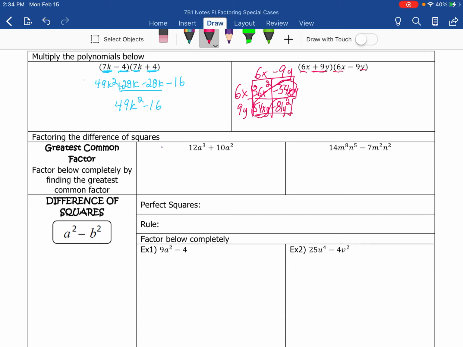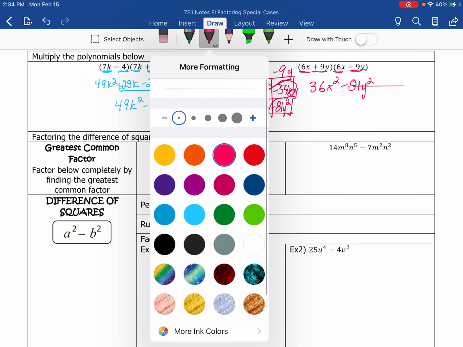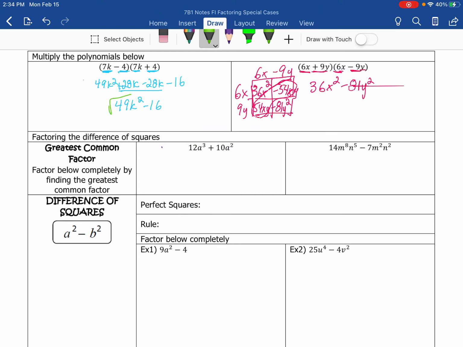And so I notice that these also add to be 0 because I have the same two terms. When I multiply, I have this positive 9 times positive 6 and this positive 6 times this negative 9. And so they cancel, or they add to be 0. And so I end up with 36x squared minus 81y squared. That one was weird.